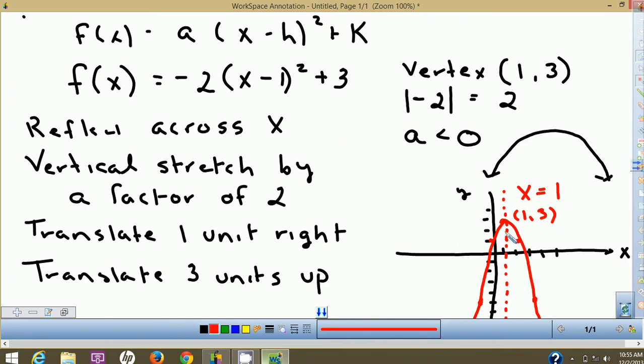So when we put all that together, this is f(x) = a(x - h)² + k. You can come back and look at what each one of those numbers does to our function as we graph our functions.